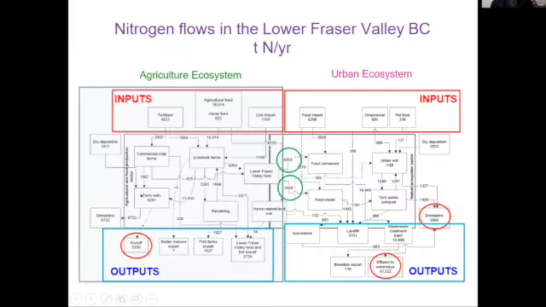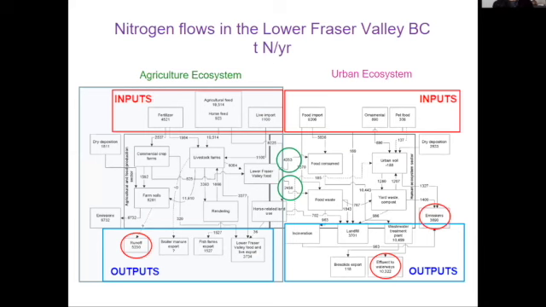So we started to investigate what are the nutrient inputs into this peri-urban region. We broke it down into basically two ecosystems, the agricultural ecosystem and the urban ecosystem.